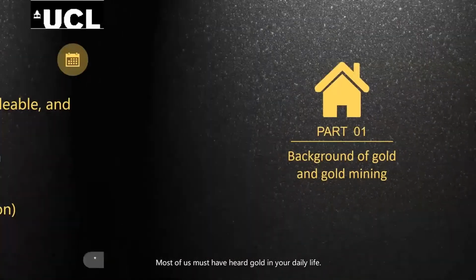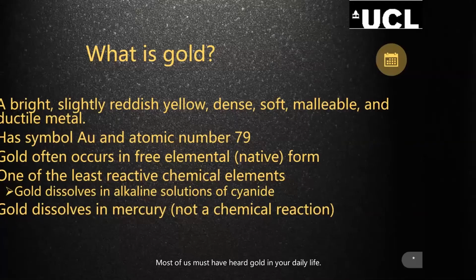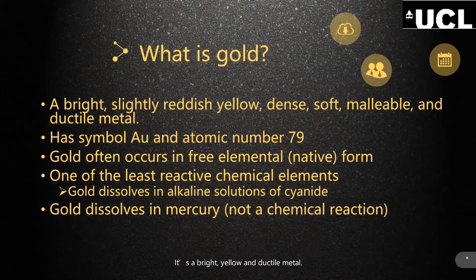Most of us must have heard of gold in our daily life. It's a bright, yellow, ductile metal, and gold is very stable in nature. It often occurs in free element form. It seldom reacts with most acids, but it can dissolve in an alkaline solution of cyanide. Besides, it can also dissolve in mercury, although it's not a chemical reaction. These two features are widely used in gold processing.